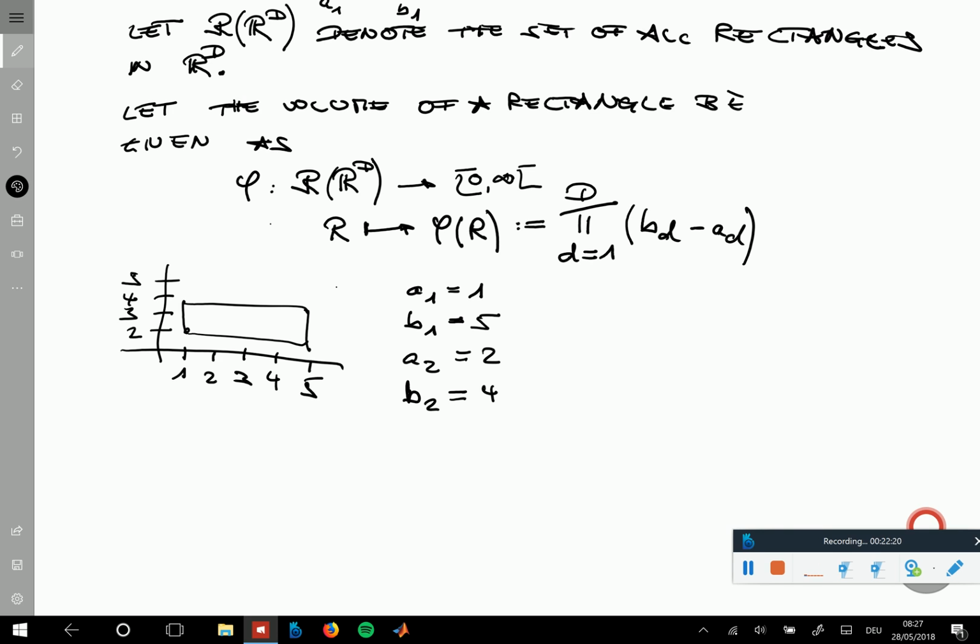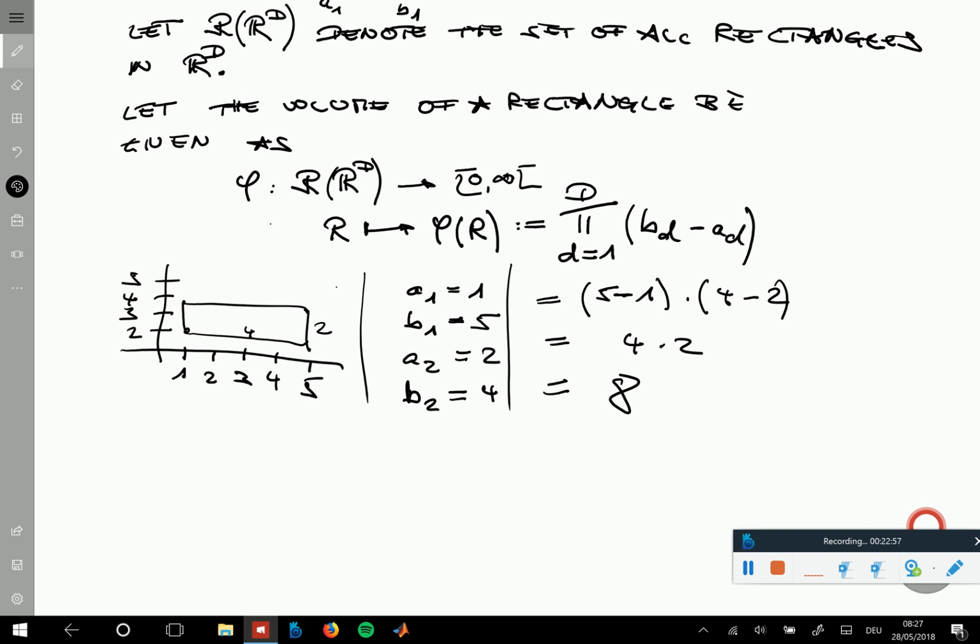Sorry, what? 8? Yeah, I would say so as well. Because the side length here is 4 and the side length here is 2. So if we want to apply this formula, we can do, of course, (5 minus 1) times (4 minus 2), which is 4 times 2, which is 8. Yeah? And this is of course just the width times the height of the rectangle.